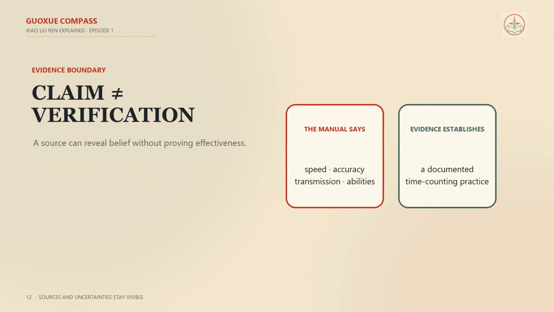Notice the phrase the text presents. The original goes on to make claims about speed, accuracy, spiritual transmission, and extraordinary abilities. Those statements tell us how the author understands the tradition. They do not, by themselves, prove that the method predicts events accurately.